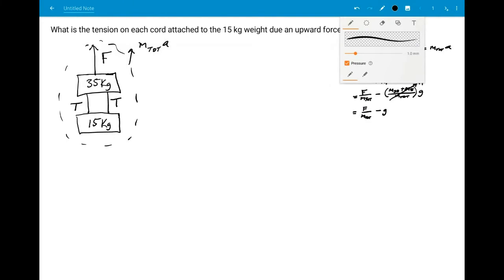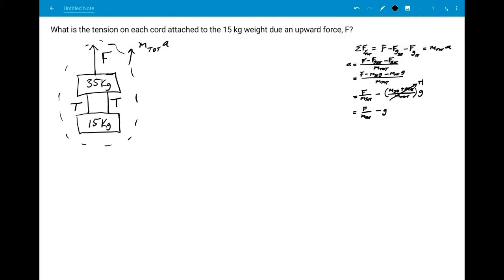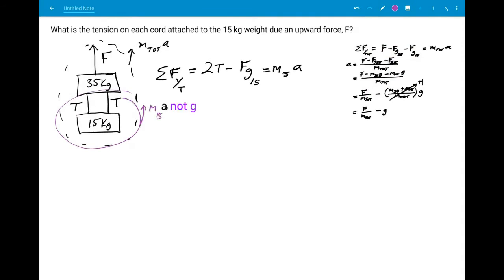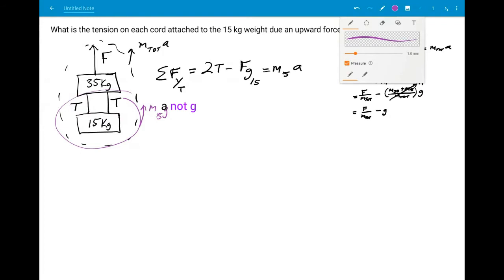So now let's find our tension on our two cords. Well, that's going to be the net force, and I'm going to say in the F direction. So that's going to be 2T positive minus just F_G15, and the mass of 15 at the acceleration A. In other words, this is going to be a subsystem right here that's going upward at M15 G. That's important to note. Okay, let's go on and try to do this math.